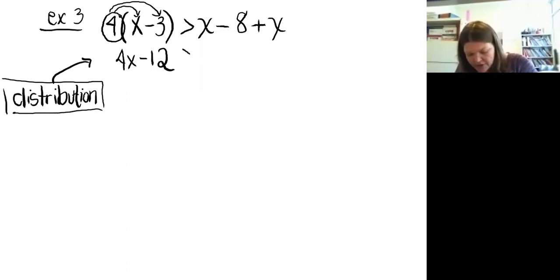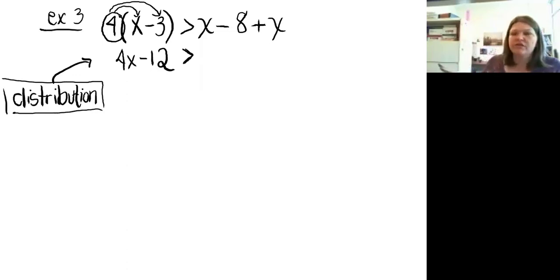Now I look on the right-hand side. There's also some simplifying I can do over there, but it's not distribution. There's no multiplying. I don't see any parentheses. What can I do on the right-hand side? Can you guys see it? Heather's like, I learned not to answer. I'm not answering anymore.